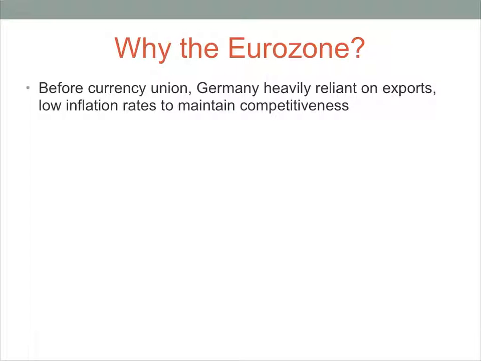So now we're in a position to relate this discussion of the basics of the competitiveness of international trade to the reasons for the Eurozone. Before the currency union, Germany relied very heavily on exports. We talked about the different possible sources of demand, and exports as a source of demand, but not every country can export more than it imports. Germany relied very heavily on exports, and in order to ensure that it could keep exporting, it tried to and was successful in maintaining a very low inflation rate.